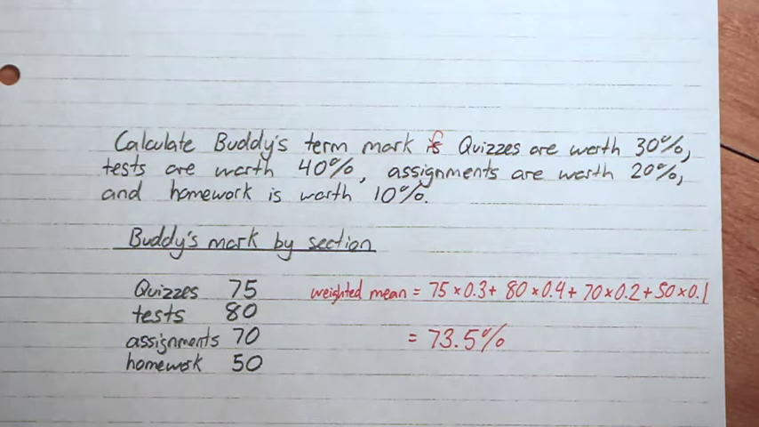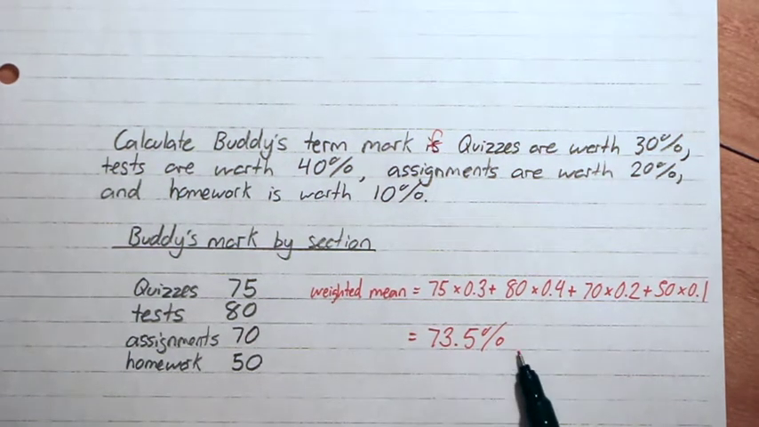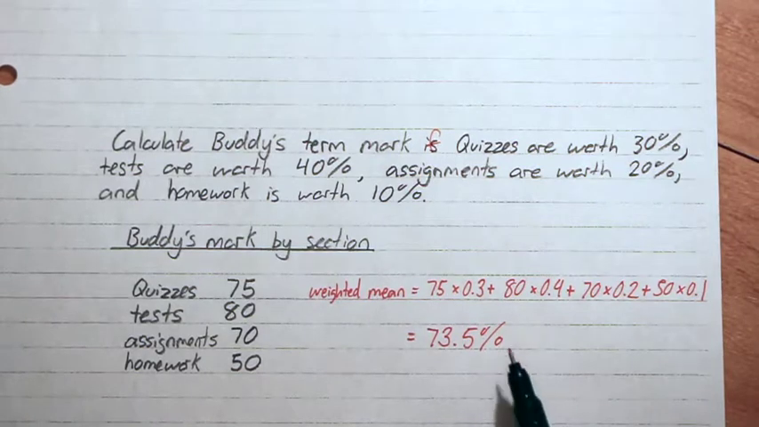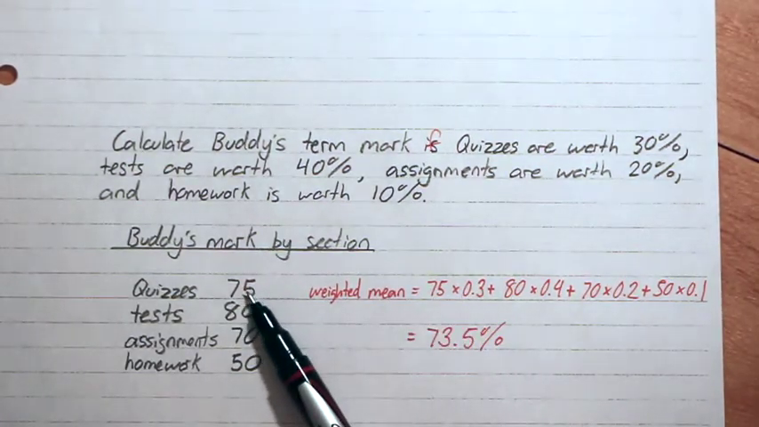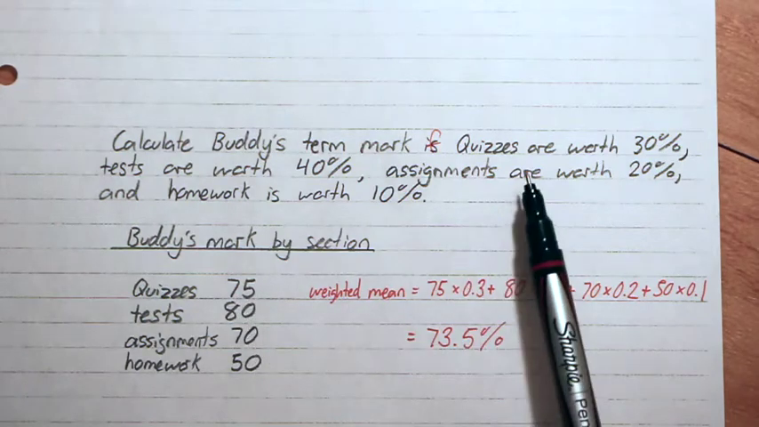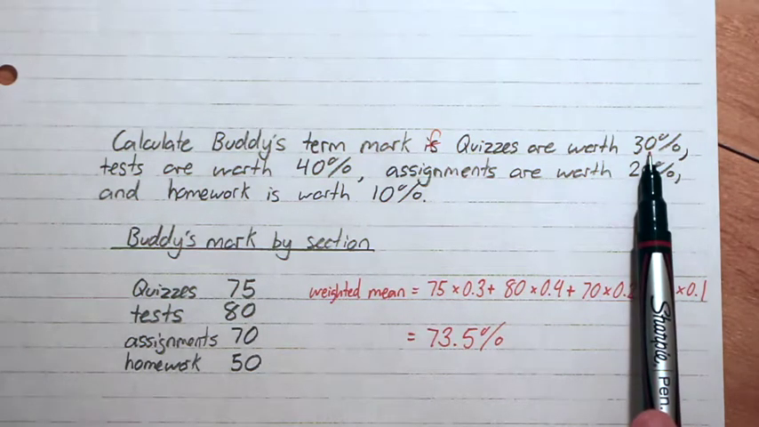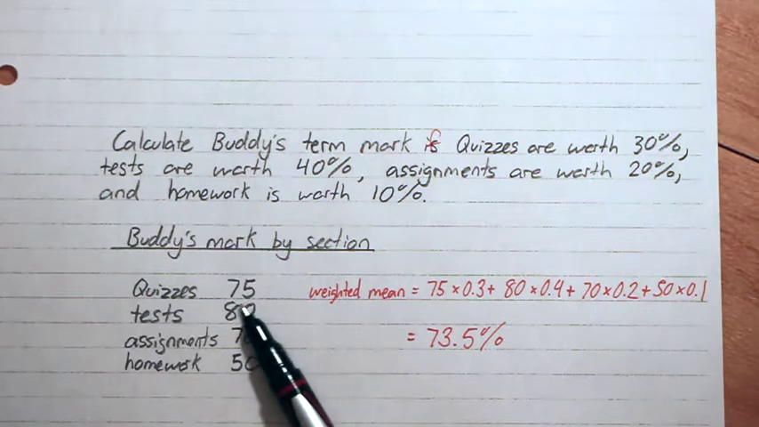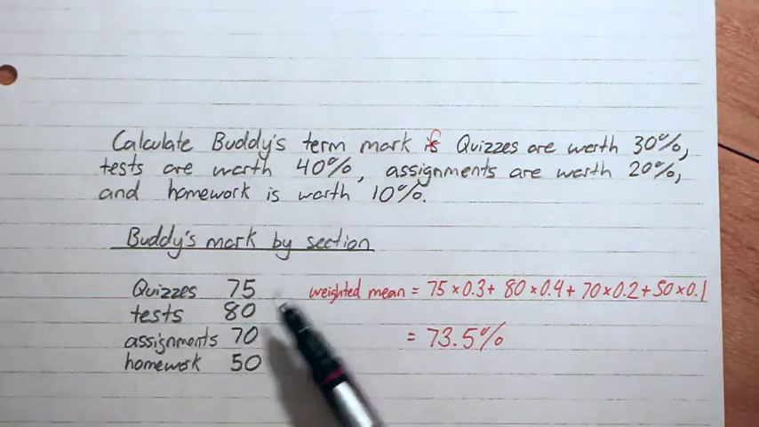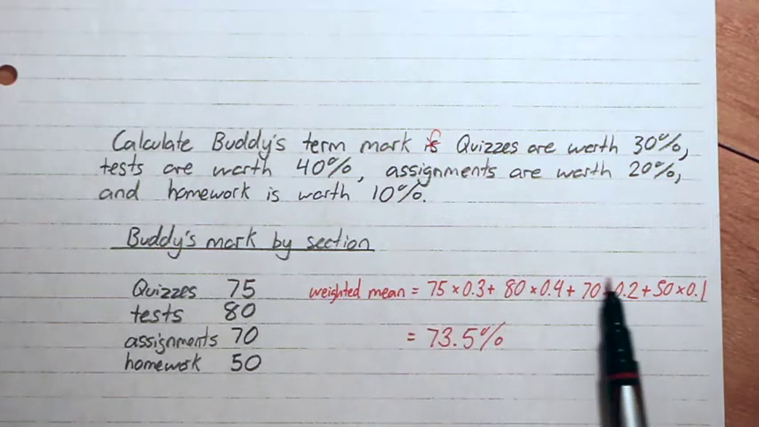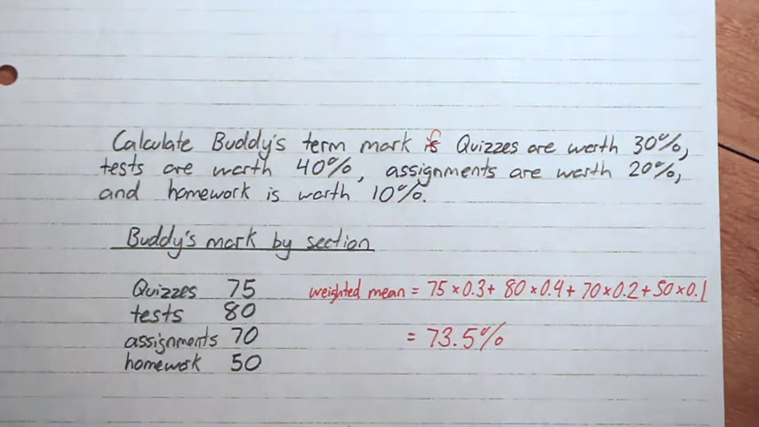And here's the result. He got 73.5%. So how do we find that? We found the product of what he got in quizzes multiplied by how much quizzes are worth, plus what he got in tests multiplied by how much tests are worth. Same for assignments and homework. When we added all that up, we get his final mark.